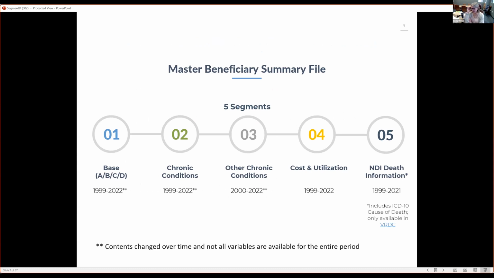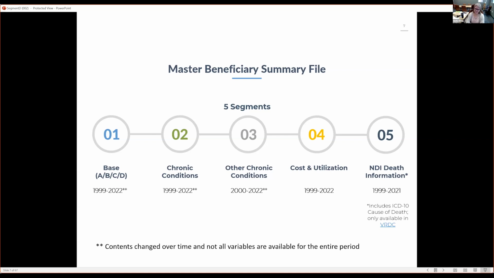The Medicare Benny Summary File right now has 5 segments. It has the base file, sometimes called the ABCD file, and that contains eligibility and coverage with Part A, Part B, Part C, and Part D, which is what the name is. It's available right now from 1999 to 2022.